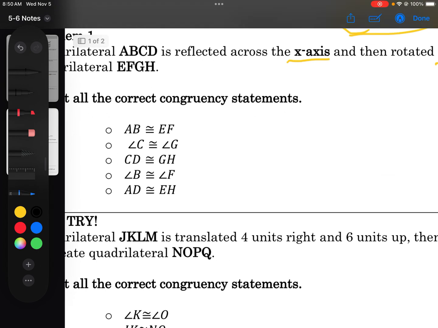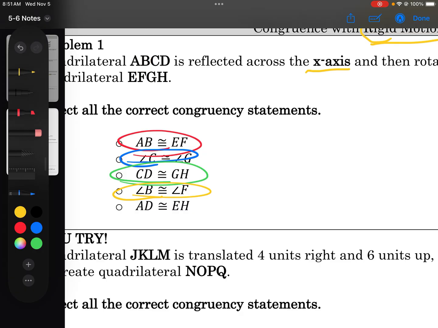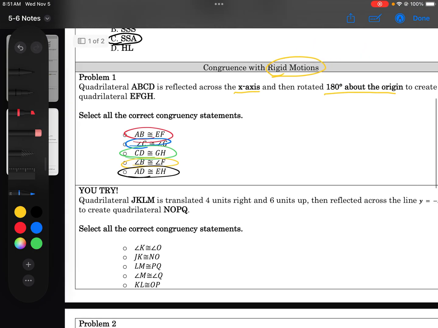So the valid congruency statements here are that AB is congruent to EF. This is true, okay? We can also say that angle C is congruent to angle G because corresponding parts are congruent in figures as well. This is also true. CD is congruent to GH. Order matters. It works, okay? We also have that angle B is congruent to angle F. That works because they correspond. They line up in the order. And then we have, last but not least, AD is congruent to EH. So AD, EH, they correspond with each other. They're in the same order. Those are the correct congruency statements.